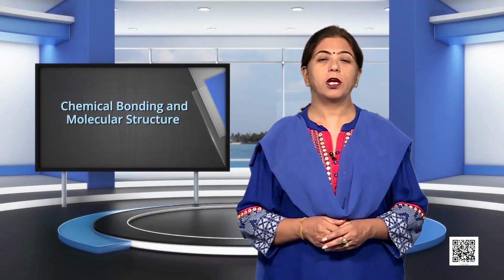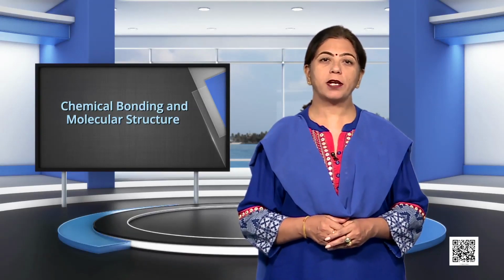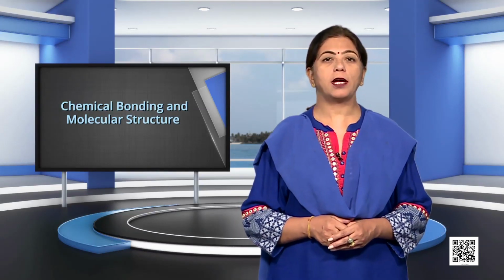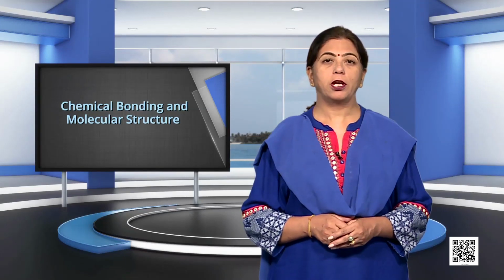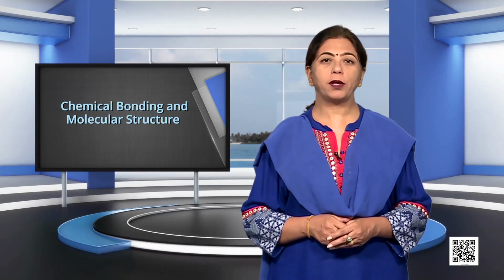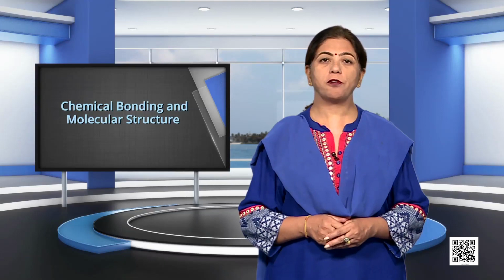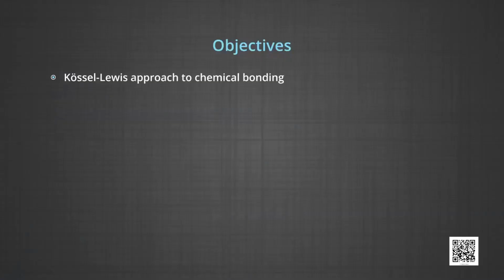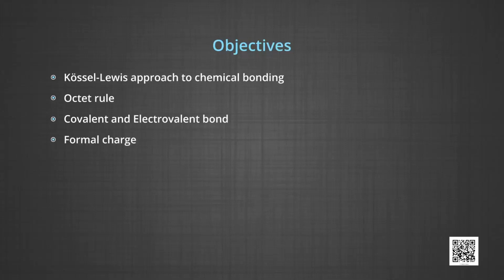Dear students, in the previous classes, you have studied about atoms, molecules, atomic structure and electronic configuration. In Unit 4, Chemical Bonding and Molecular Structure of Class 11th, today you will study about the Kossel-Lewis approach to chemical bonding, octet rule, covalent and electrovalent bond, formal charge, limitations of the octet rule.